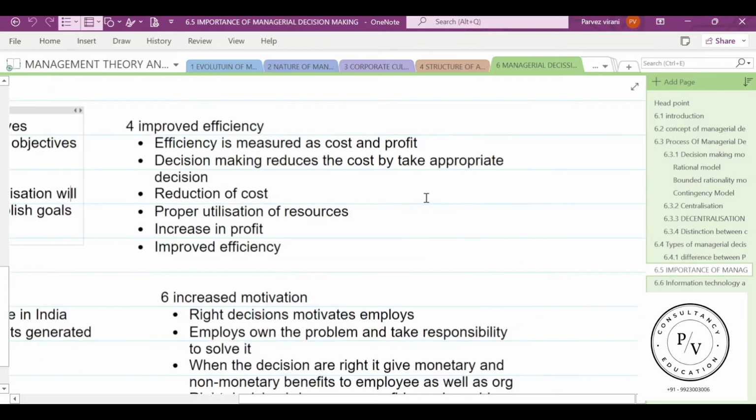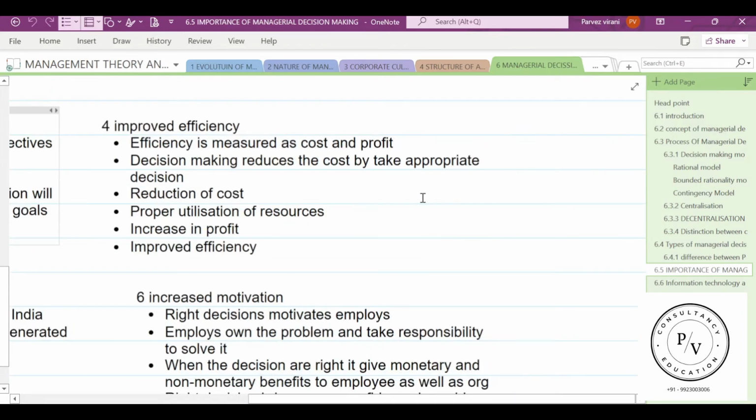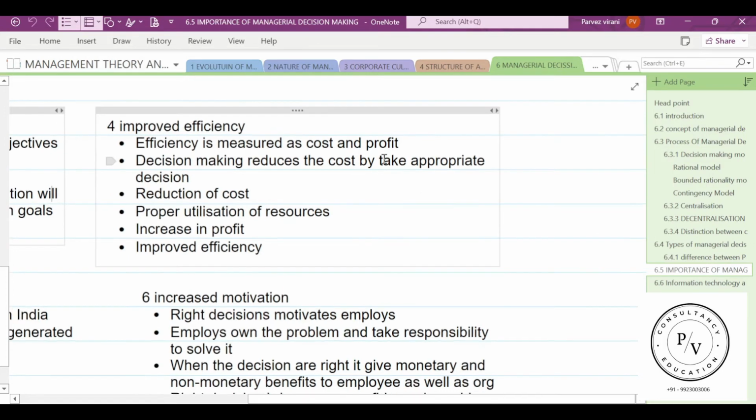Improved efficiency. Efficiency is measured as cost and profit. Decision making reduces the cost by taking the appropriate decision. Reduction of cost, proper utilization of resources, increase in profit, and that improves efficiency.